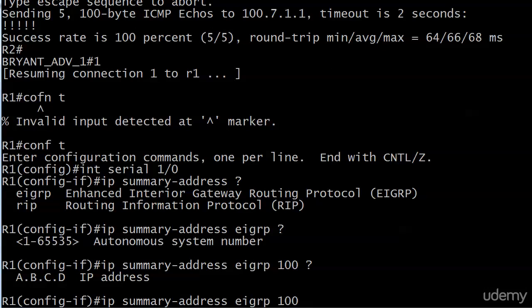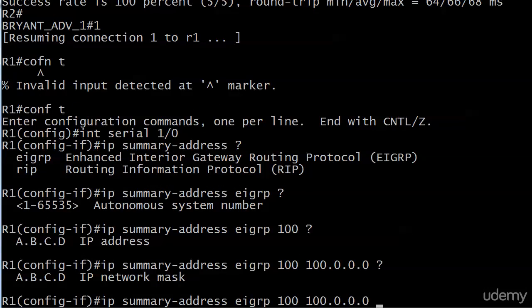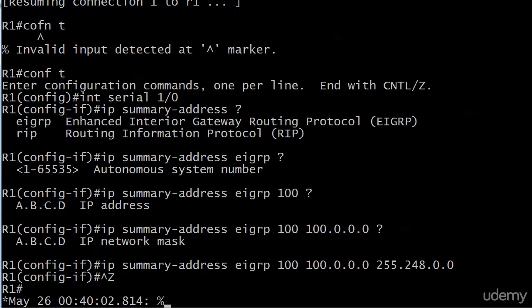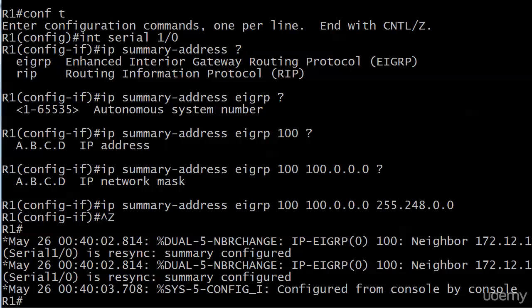The next value where it says IP address, that is actually the summary route itself, and we came up with 100.0.0.0. And then finally, the network mask we came up with was 255.248.0.0, and that's it.